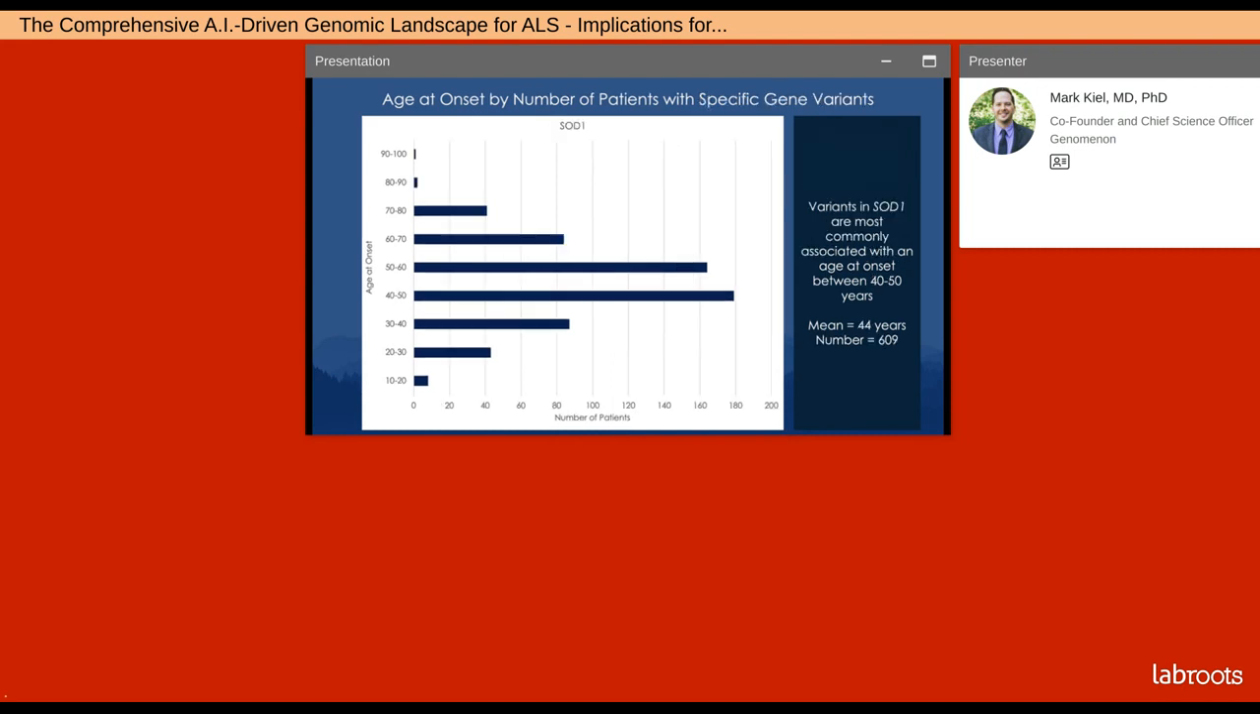But obviously we have all of this data precisely defined at both the gene and the variant level. And so specifically when we're talking about the distribution for patients with SOD1 mutations, what you see is an earlier age of onset. I think it's about a dozen years earlier across the 609 patients in our data set that had SOD1 variants.